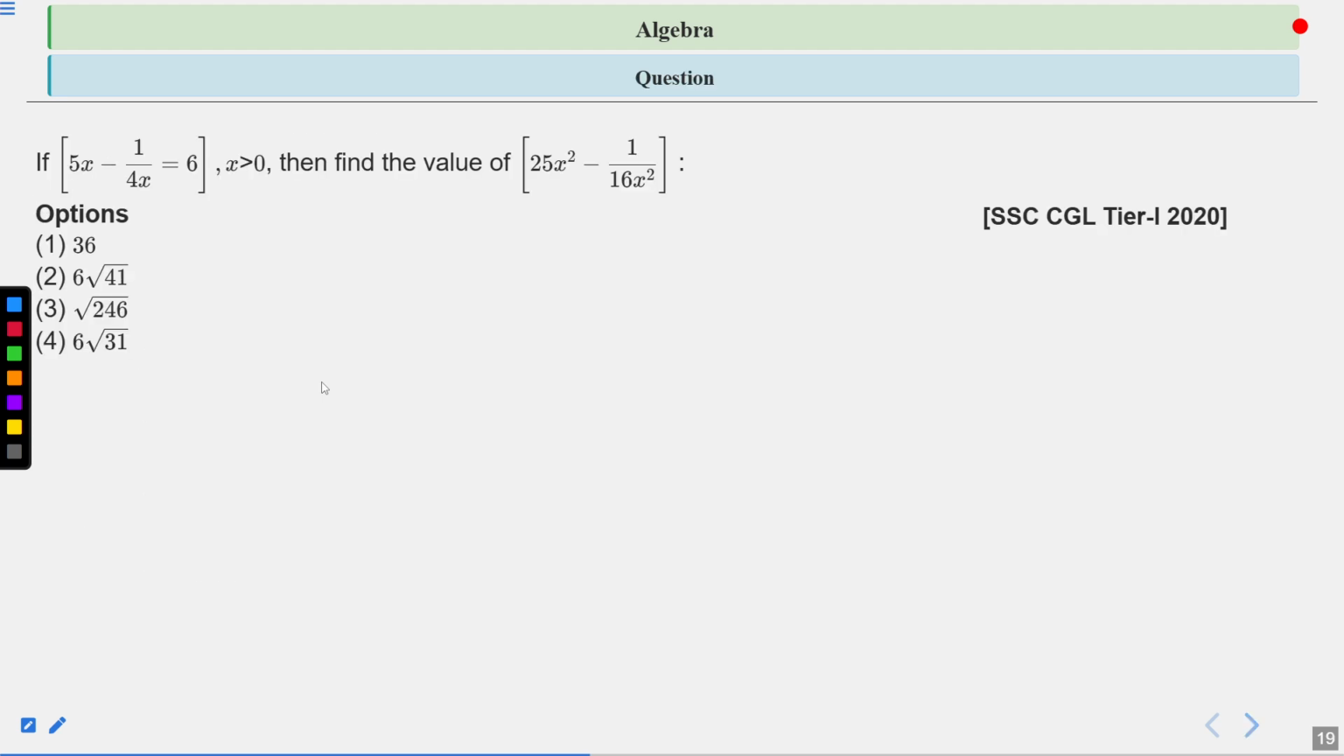If 5x minus 1 upon 4x equals 6 and the condition is x is greater than 0, then find the value of 25x square minus 1 upon 16x square. This question was asked in the SSC CGL Tier 1 exam in 2020. There are 4 options. First one is 36, second is 6 root 41, third one is under root 246, and fourth one is 6 root 31. Now you have 10 seconds to analyze the question. Your time starts now.